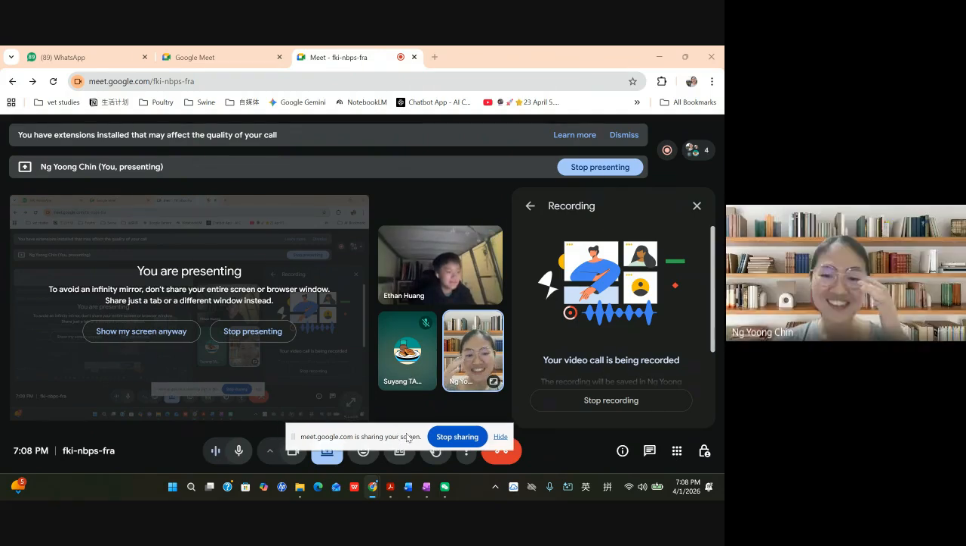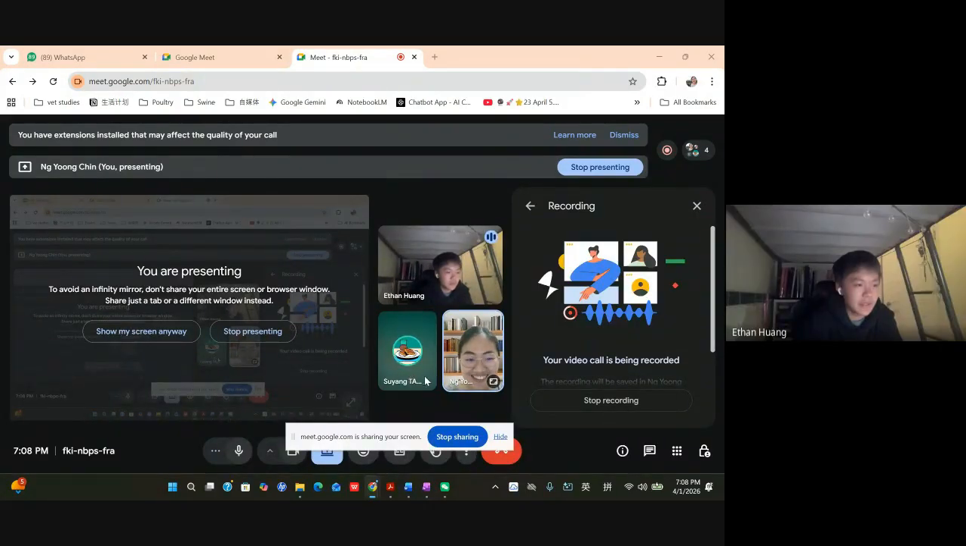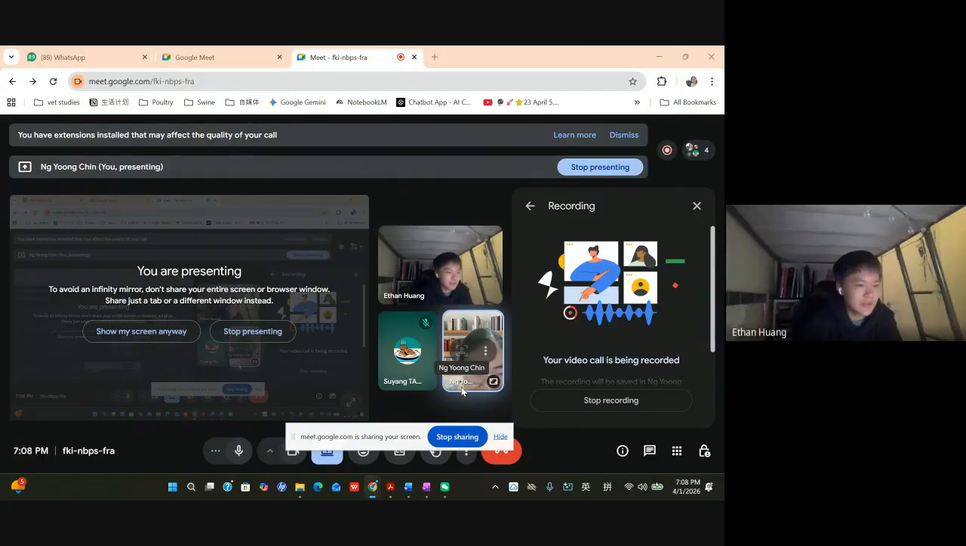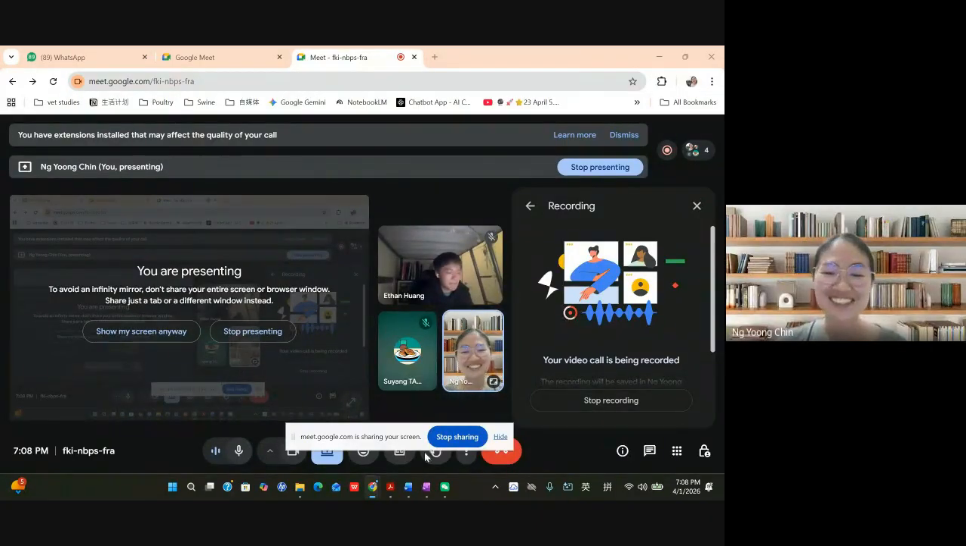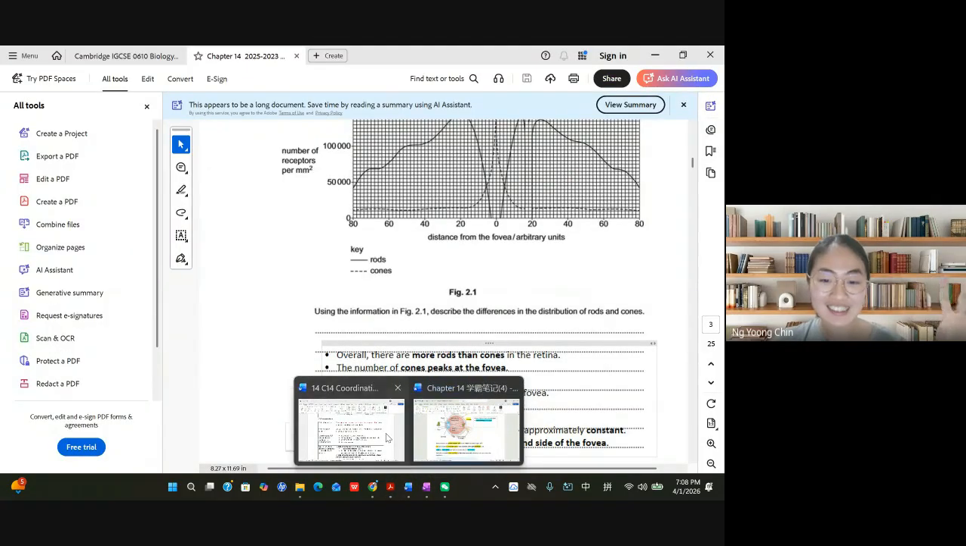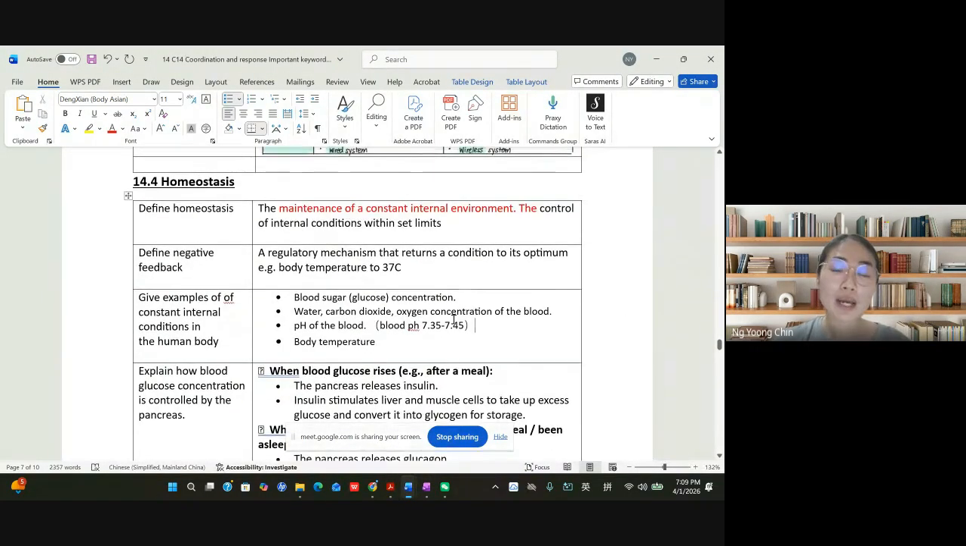Okay, so what happens if there's an increase in the carbon dioxide concentration in the blood? Will the blood pH increase or reduce? Reduce, yes. Which means the blood becomes more acidic. Yeah, so that's what will happen if the blood becomes more acidic.